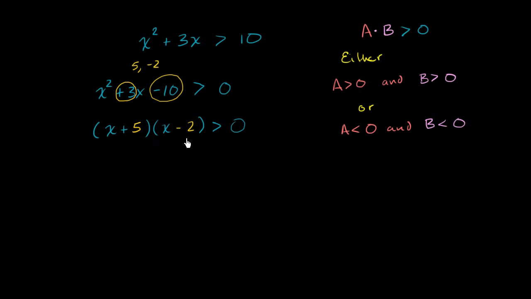So we apply that same logic here. You could view this x plus 5 as a. You could view this x minus 2 as our b. You have the product of two things. The product is greater than 0.